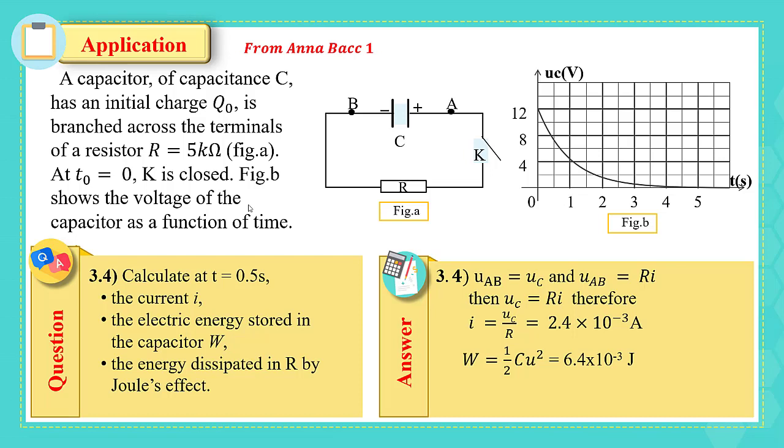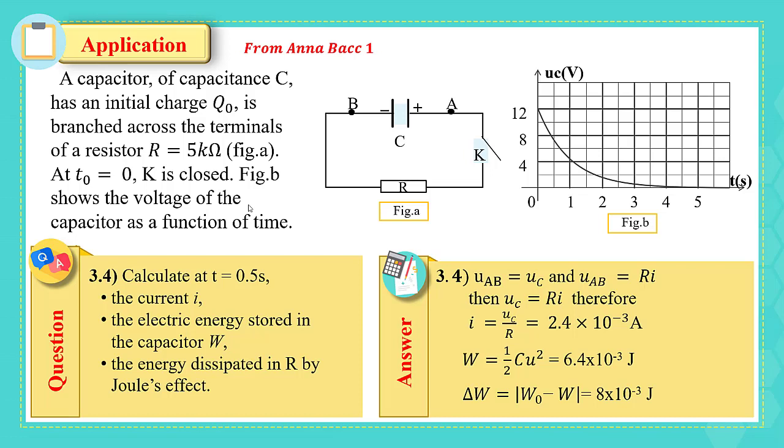Now, how do we calculate the energy dissipated in R by Joule's effect? This is done in two steps. First of all, we are going to calculate the energy stored in the capacitor at time t equal to 0.5 seconds, as if we are calculating the energy remaining in the capacitor at this instant. This is calculated using the following formula, half C U squared, and it will give 6.4 times 10 to the power minus 3 joules.